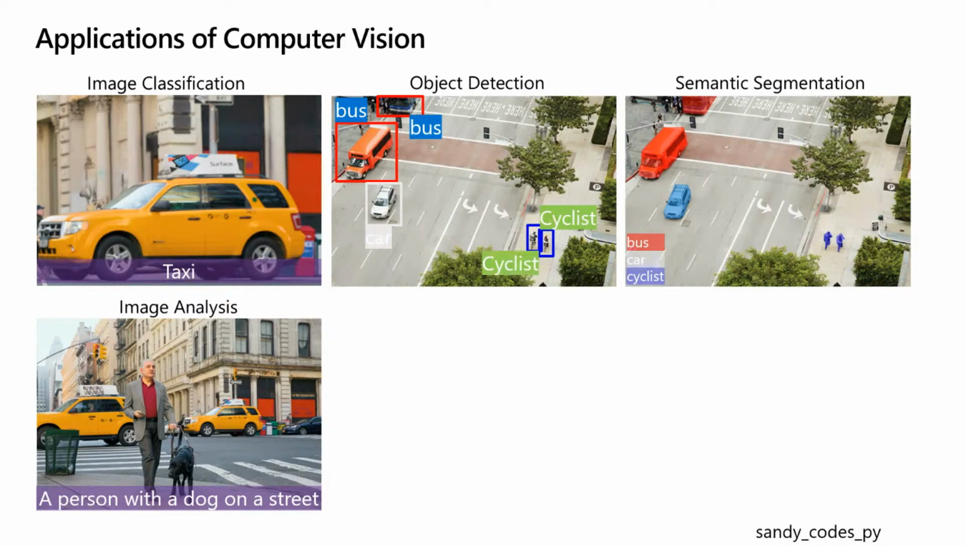So there are two aspects to it. So one is the image recognition. So what are the objects that this image has? So there is a person, there is a dog, this is a street, and we do have three cars, four cars.